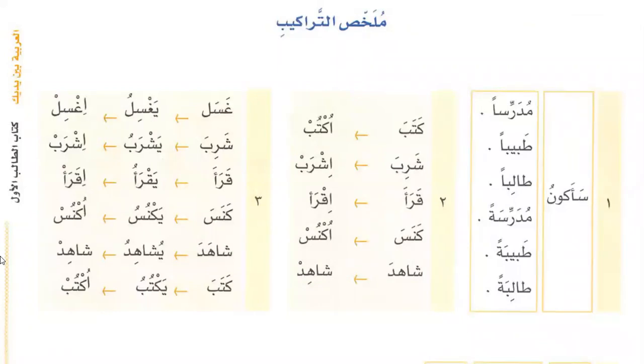Sa'akunu mudarrisa. Sa'akunu tabiba. Translation. Sa'akunu mudarrisa. I will become a teacher. Sa'akunu tabiba. I will become a doctor. Okay? I will become a doctor.